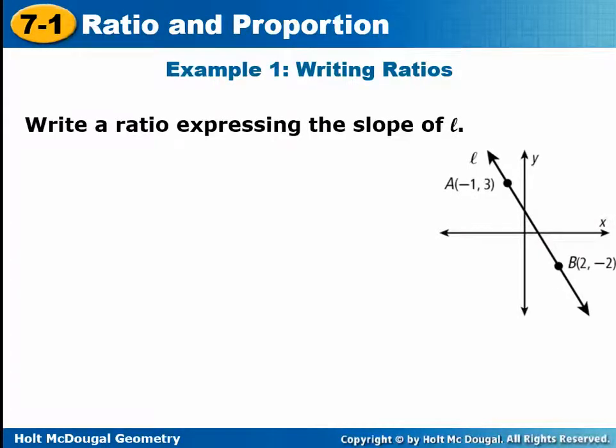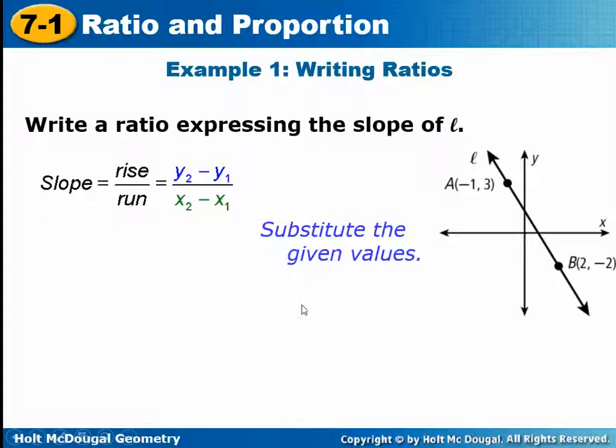One of the ways that we use ratio is to write the slope of a line. So here we have a line L, and they give us 2 points that are on the line, and if you remember, slope is rise over run. That's a ratio. The slope formula says to find the rise, you take the difference of the y values, and to find the run, you take the difference of the x values. So for y2, we're going to use -2, and for y1, we'll use 3. So -2 minus 3. And then for the x values, we'll have 2 minus a -1. And remember, 2 minus a -1 is the same as plus.